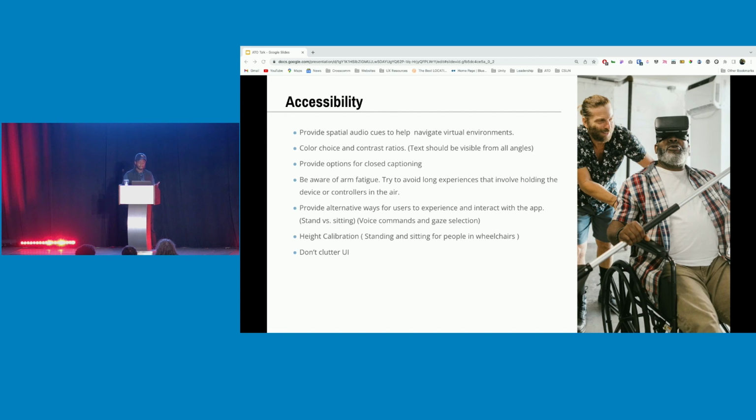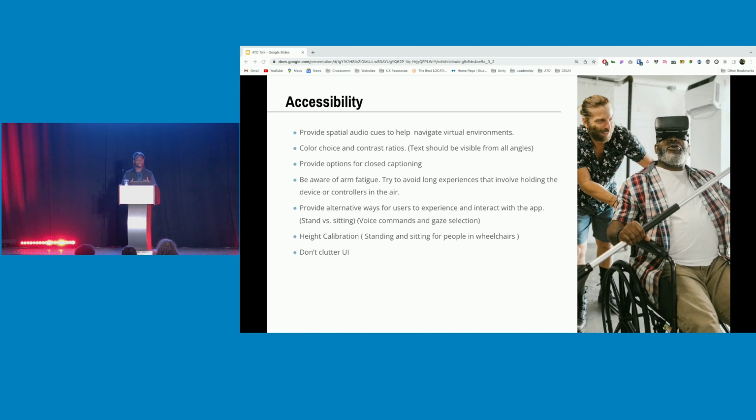Another thing is color choice and contrast ratios. Now, this is something we've seen everywhere. If everyone understands accessibility standards, you hear it all the time, we always talk about contrast. Well, you're not getting away from it. The same thing applies to virtual reality. And I think it's even more important because not only does it have virtual elements, but it's also mimicking the real world. And we know that people have vision impairments and different things like that.